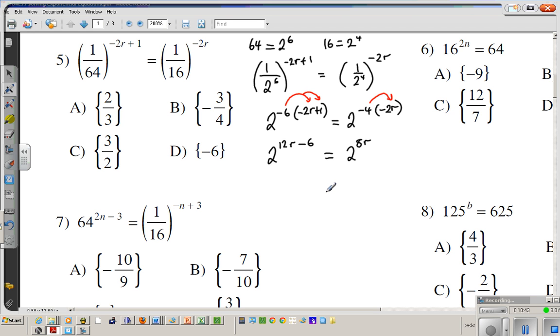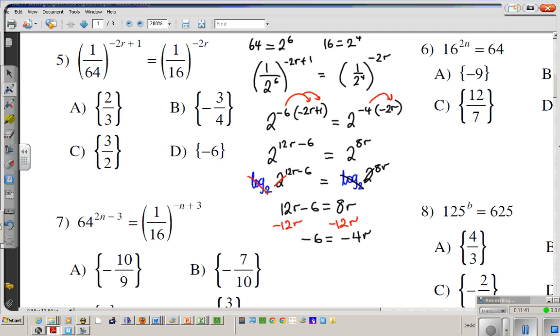Alright, so to finish this up, we're going to get rid of the exponents by using its opposite, which is logarithm. So log base 2 of 2 to the 12r minus 6 equals log base 2 of 2 to the 8r. Okay? On the left side, log base 2 and 2 cancel out, so we'll have 12r minus 6 equals, on the right side, log base 2 and 2 cancel out, 8r. To solve this, we can move 12r to the right. So subtract 12r from both sides. That gives us negative 6 equals negative 4r.